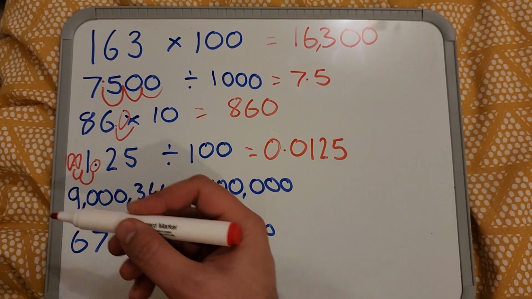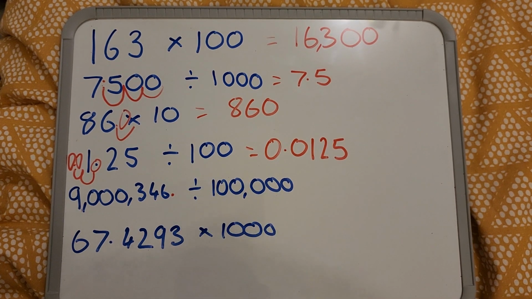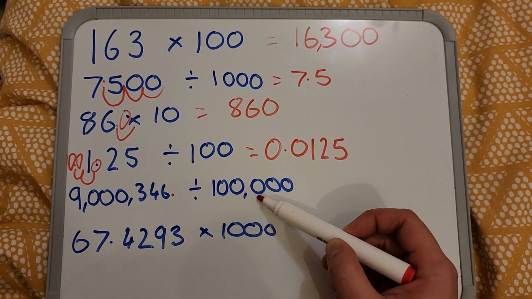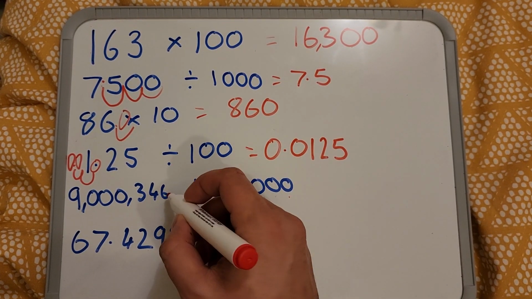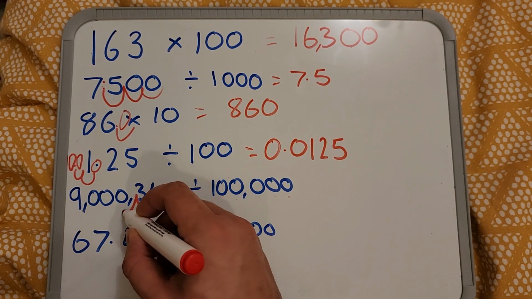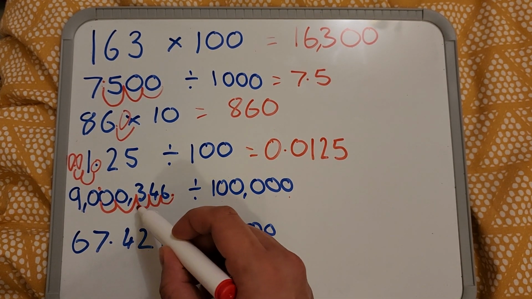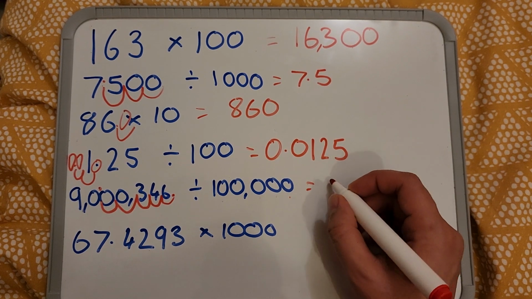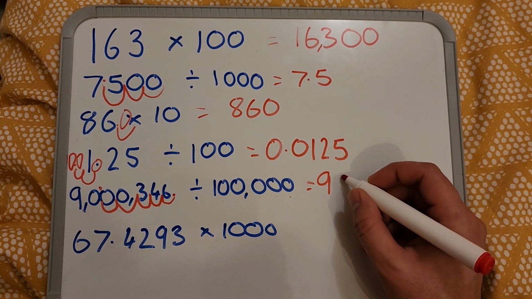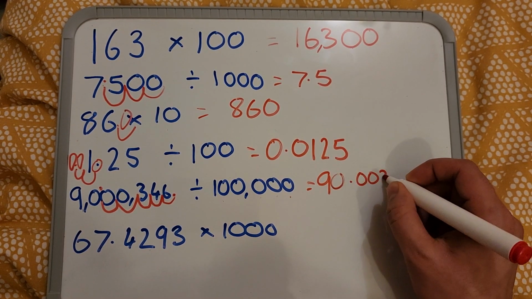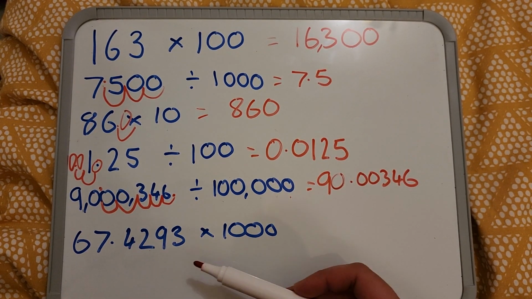Okay, so our decimal place is moving to the left because we divided here. We're dividing by 100,000. Decimal place is right here. We're going to move to the left. We've got 1, 2, 3, 4, 5 zeros. I've got 5 zeros there, okay? So 1, 2, 3, 4, and 5. Yeah, I can find my decimal places there. Just check my working out. Yeah, that's all good. So my answer is going to be, go from 9,346,000 to 90.00346.